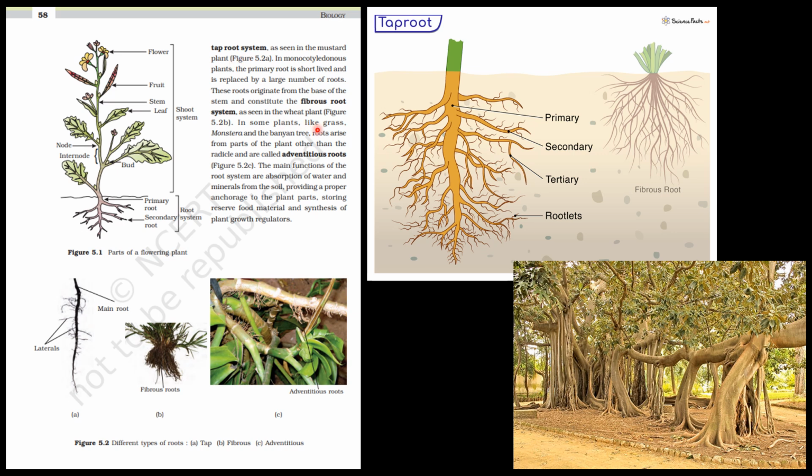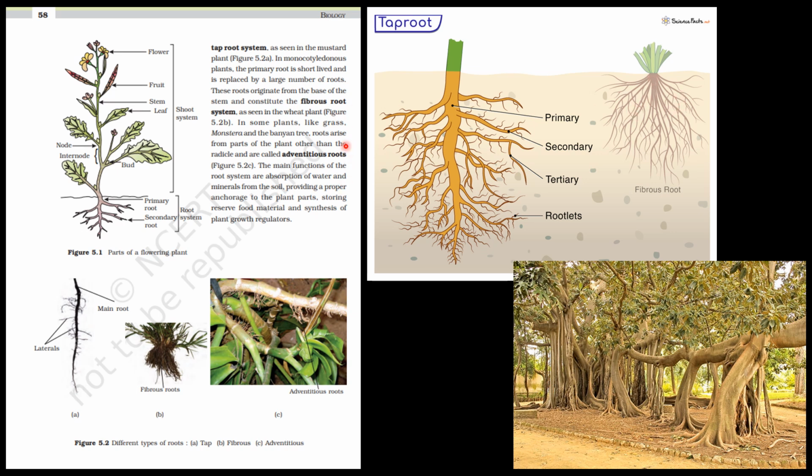Taproot system, fibrous root system, and adventitious root system. These are the main three root systems seen in plants. The taproot system is mainly seen in the dicotyledons, whereas the fibrous root system is seen in the monocotyledons. In dicotyledons, in the case of taproot, there will be a primary root, from the primary root arises the secondary, and from the secondary the tertiary, and at the end we can see the rootlets. In the case of fibrous roots, a bunch of roots arises from a common point without any division or branching, which is seen in the monocotyledons.